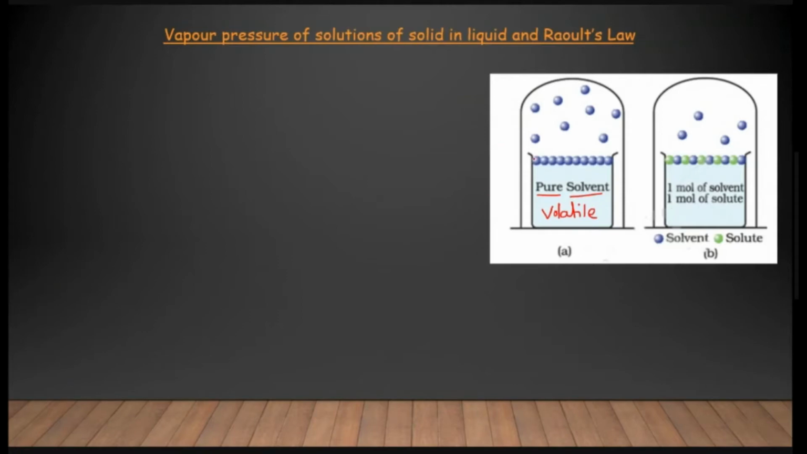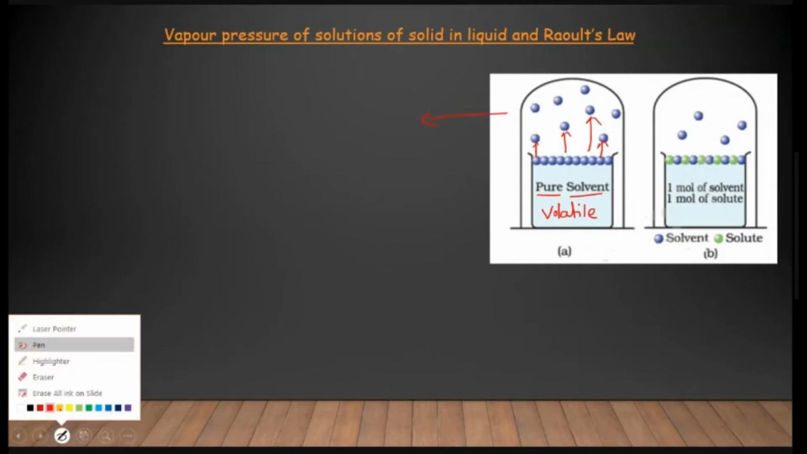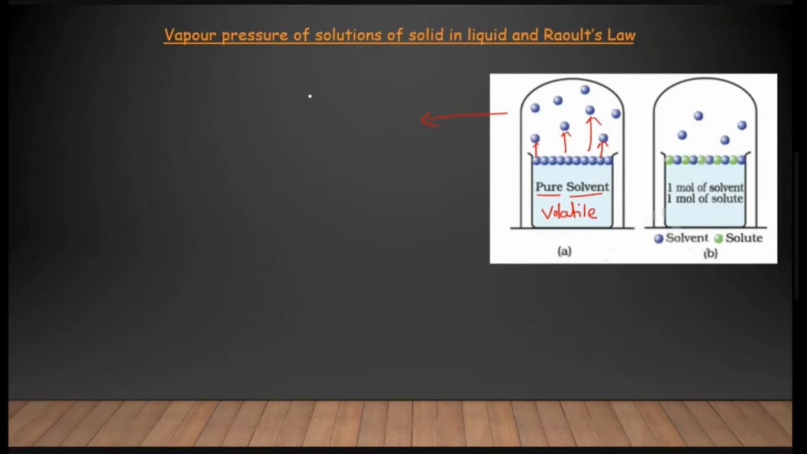In the first picture, we have a pure volatile solvent. Most of the molecules over the surface of the liquid have a high tendency to escape into the vapor phase. So they escape freely into the vapor phase and contribute vapor pressure. This is the case in the first diagram.